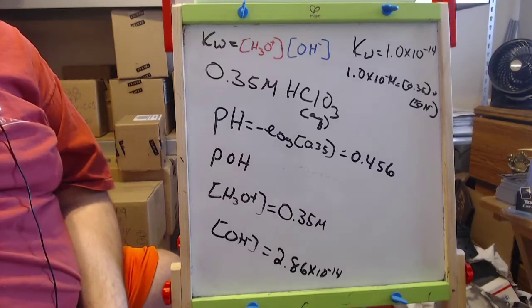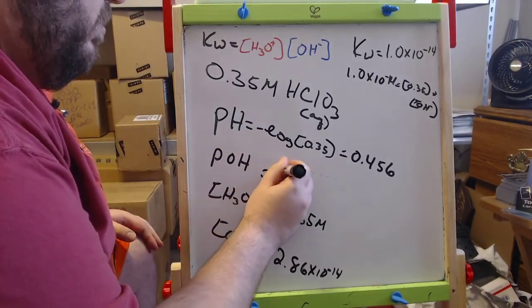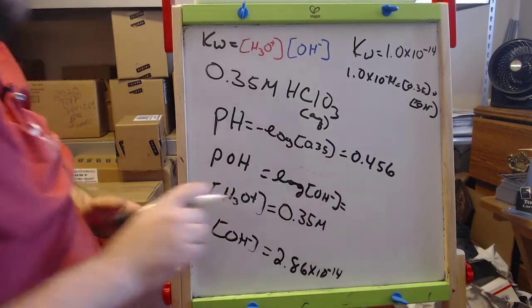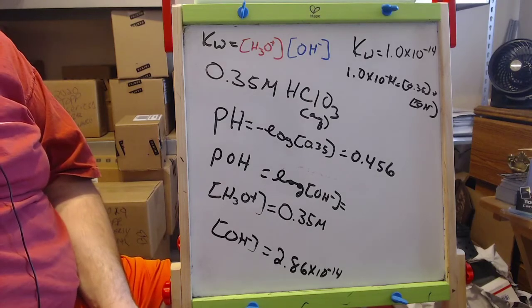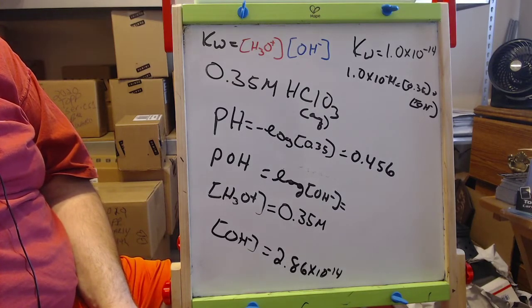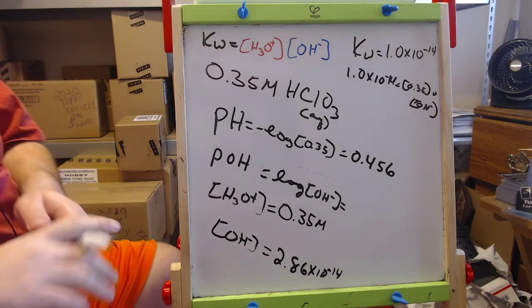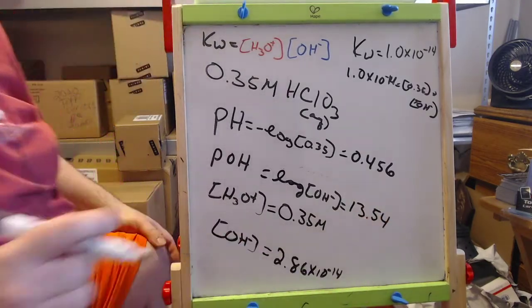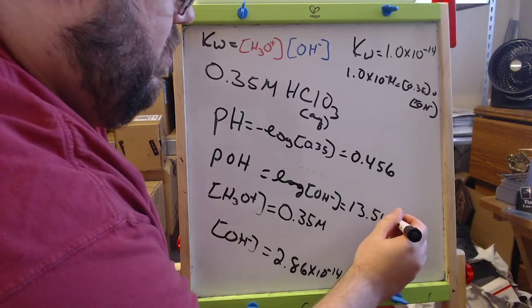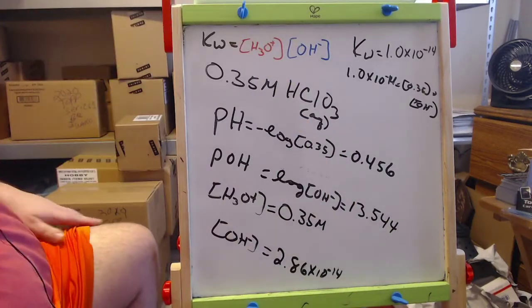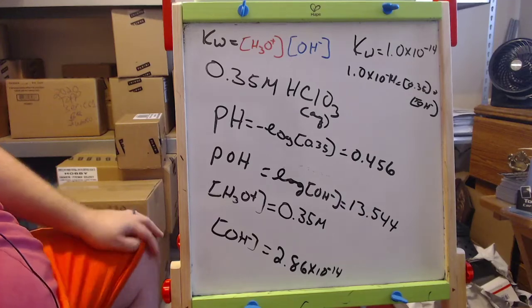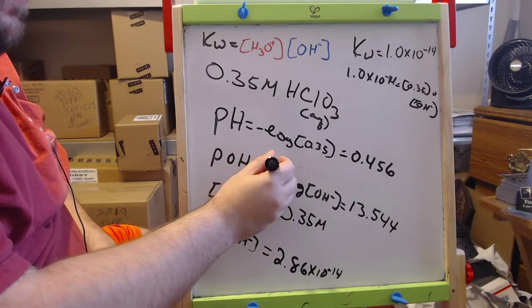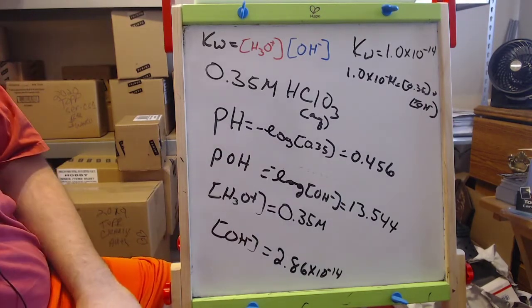And if I take the log of that number, the log of my OH minus that I calculated, okay, I get 13.54, give or take. 544. We'll go out to 3 decimal places. Okay? Questions on that? Oh, negative log, negative log. I forgot the negative. Always negative log. P always means negative.